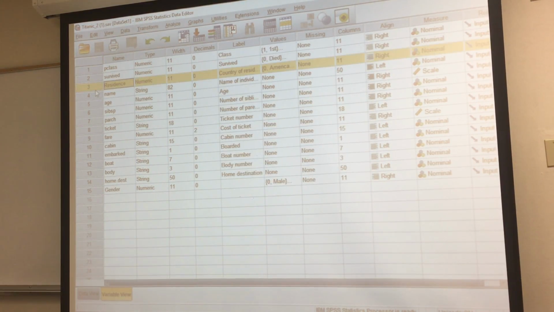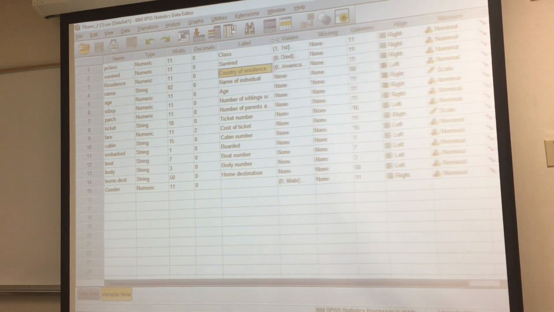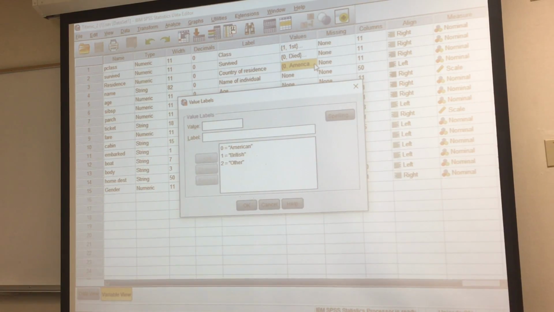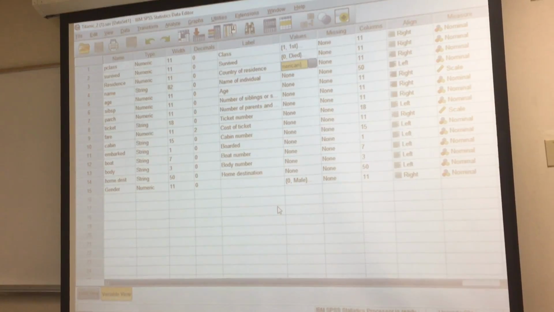And the IV is residence. That's the country of residence of each person on that ship. There are three categories: 0 means American, 1 means British, and the second is all other countries of residence. So both variables are categorical variables.